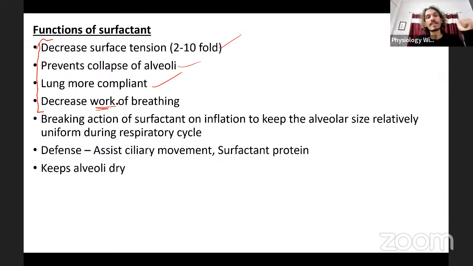Okay. Now, apart from that, these apoproteins that we saw are involved in innate immunity. So these proteins are involved in defense. They're also involved in assisting the ciliary movement. Now, apart from this, it helps keep the alveolus dry. How does it help keep the alveolus dry?